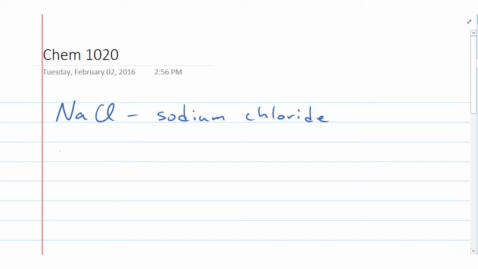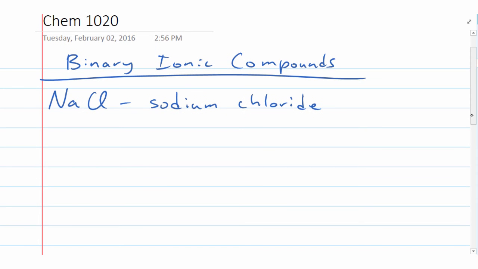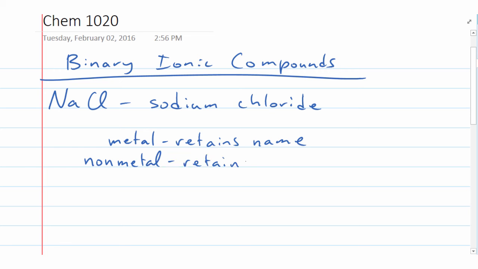Now, this is a type of compound that we call a binary ionic compound. And binary ionic compounds will always follow this naming scheme. And that is, the metal will retain its name, and we say that the nonmetal retains its stem name, or your book calls it the root name, onto which we add a suffix of IDE.